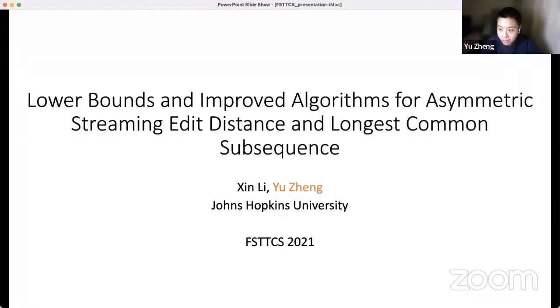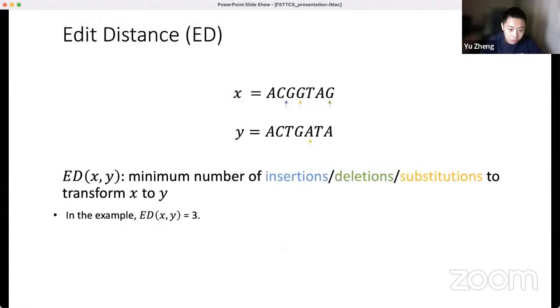Subsequence. This is joint work with my advisor, Xin Li. Okay, so let me just briefly introduce the problem we studied. The first one is called edit distance. It's a very classical algorithmic problem. The edit distance is defined as the minimum number of insertions, deletions, or substitutions needed to transform a string X into another string Y. For example, here, you can transform X to Y by deleting the first G in the string X, replacing the G with A, and finally deleting the last symbol G in X. So the edit distance is 3.